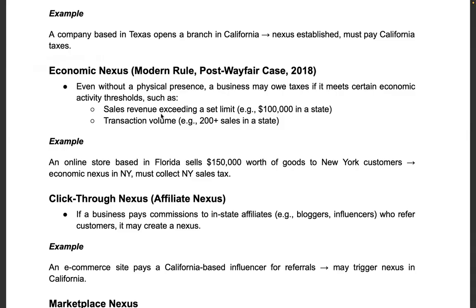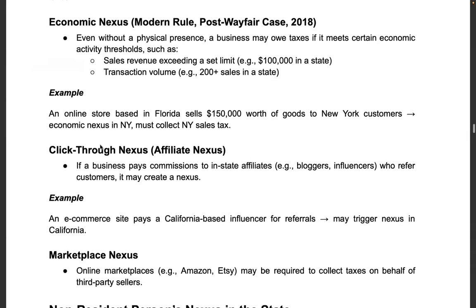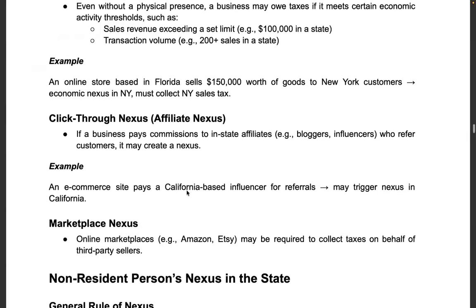It's simply one word: nexus. There is another example, called click-through nexus or affiliate nexus. If a business pays commission to in-state affiliates like bloggers and influencers who refer customers, this is also an example of a nexus.